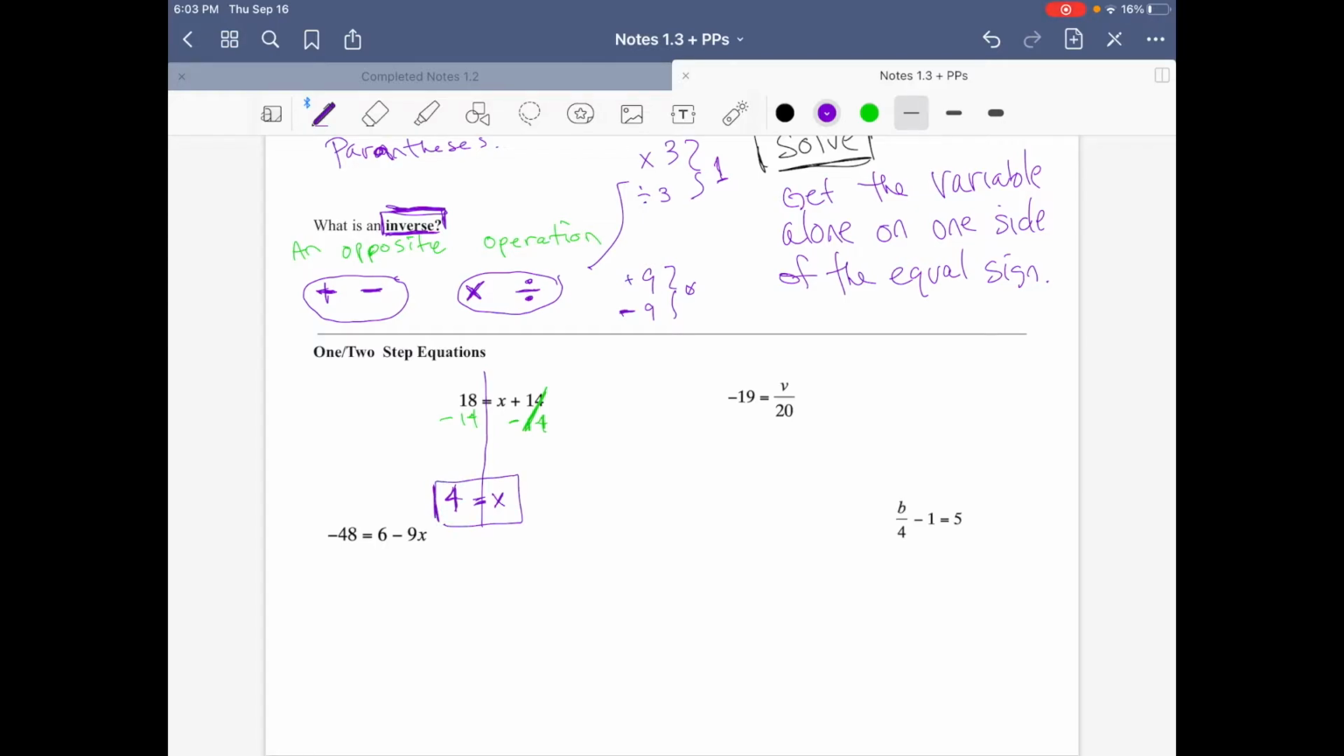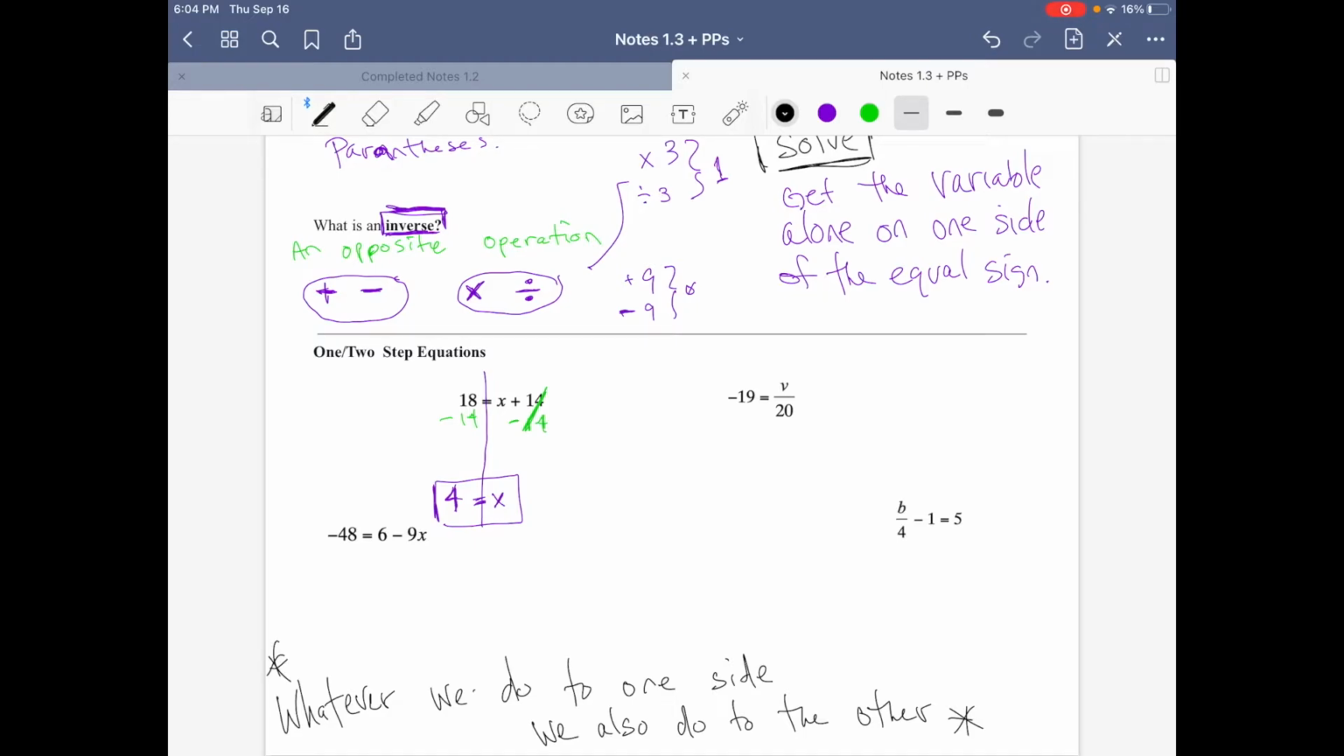It's kind of important. We should stop for a minute and just make a little note to ourselves. Whatever we do to one side, we also do to the other. Words to live by with equations.